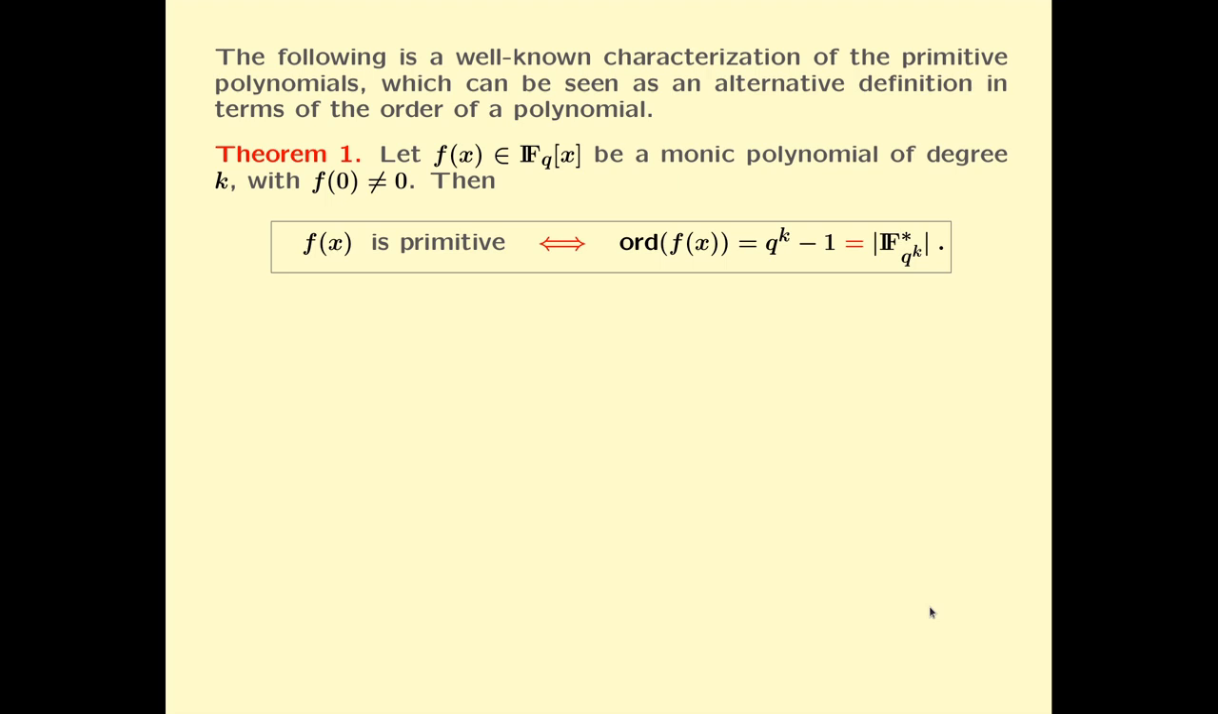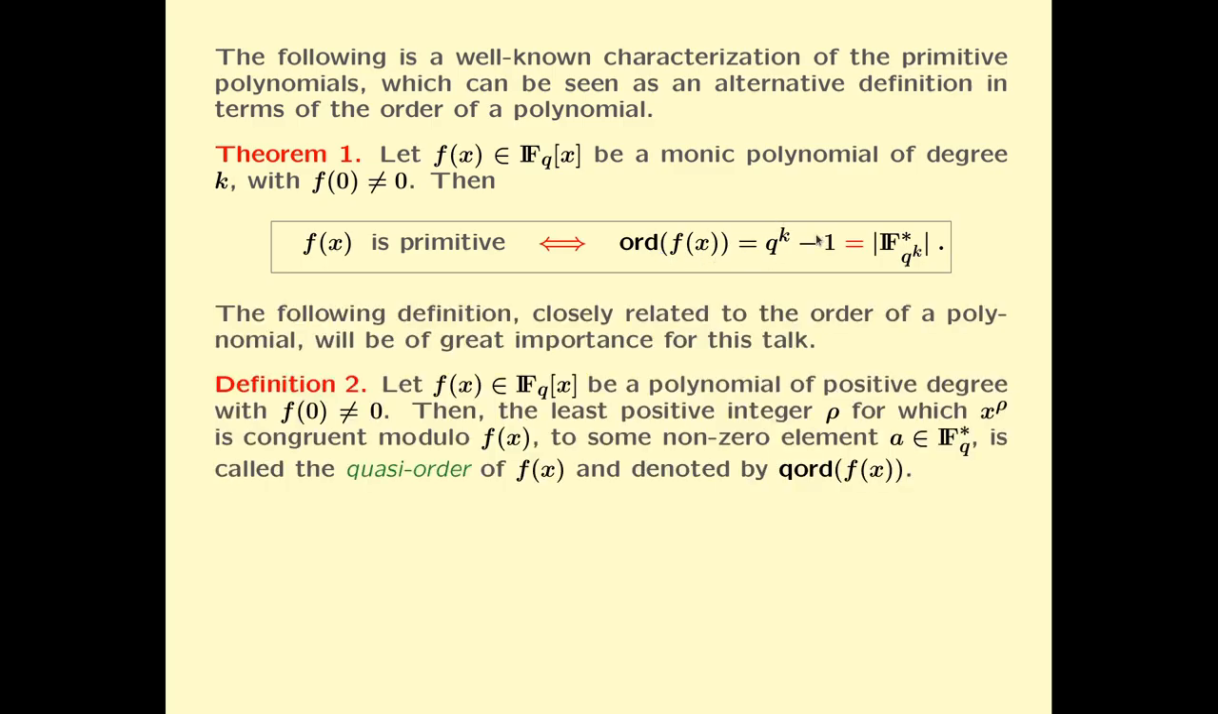The following is a well-known characterization of the primitive polynomial, which can be seen as an alternative definition in terms of the order of a polynomial. Theorem 1. Let f(x) be a monic polynomial of degree k with f(0) different from 0. Then f(x) is a primitive polynomial if and only if its order is equal to q^k minus 1.